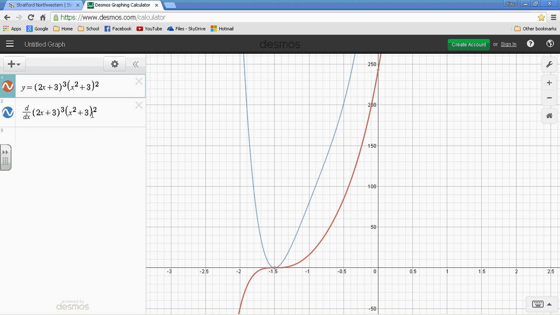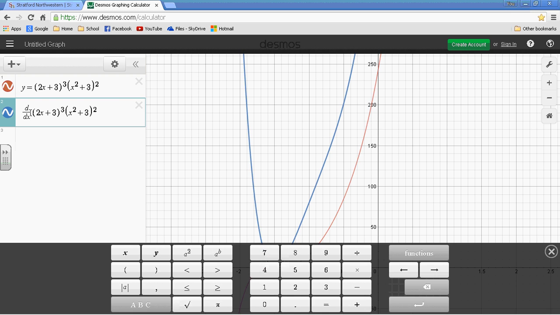Also, what's pretty cool about Desmos is that I can graph the derivative function without much hassle, and I can see the derivative function is this blue one, and it's always positive. It's always positive except for 0 at that one spot, just like we knew it was going to happen. How did I do the derivative?